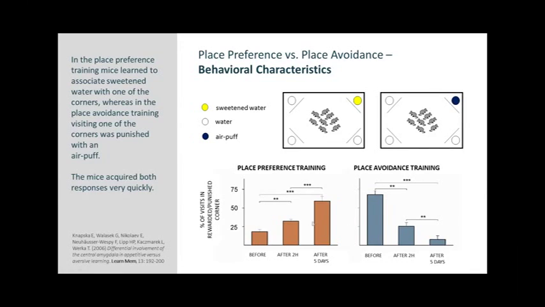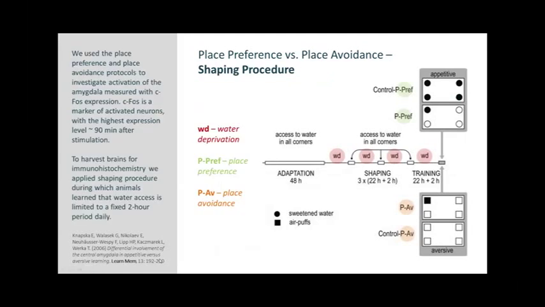Here are the results. They are expressed as the percentage of visits in the rewarded or punished corner. And as you can see, mice acquired both responses very effectively. Then we used this procedure to investigate CFOS expression in the amygdala. CFOS is a marker of neuronal activation. It's expressed in the nuclei of neurons activated, for example, by behavioral stimulation. So performing CFOS immunohistochemistry, we can see the activated neurons.